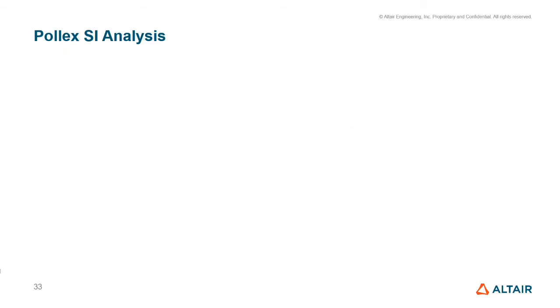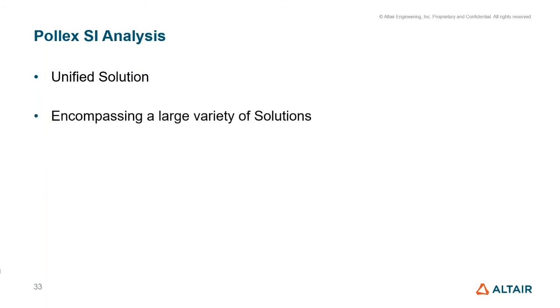Looking at the signal integrity analysis provided by Altair POLEX, here are some of its features or advantages. The main uniqueness of this tool is that it is a unified solution. What that means is you can perform verification, signal integrity, and thermal analysis all inside the same module. The signal integrity tool covers a large variety of solutions. For example, network analysis and multiple memory line analysis, which we'll see ahead, along with transmission line analysis and crosstalk analysis, just to name a few.